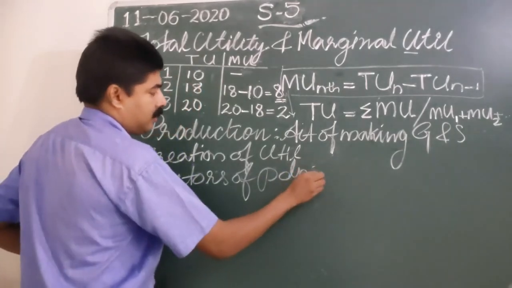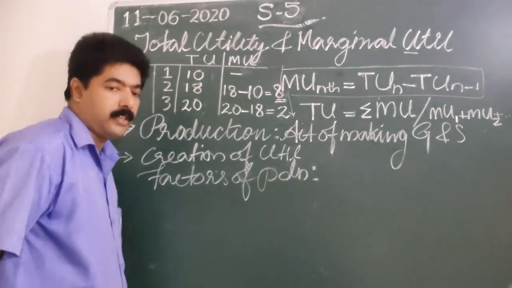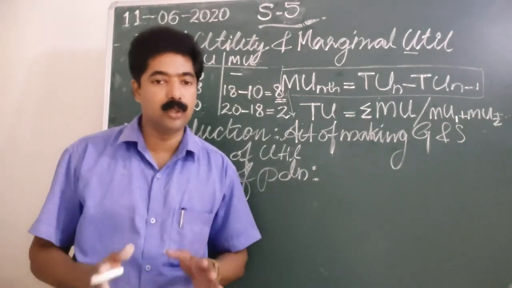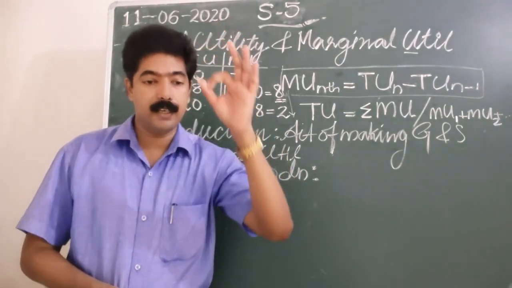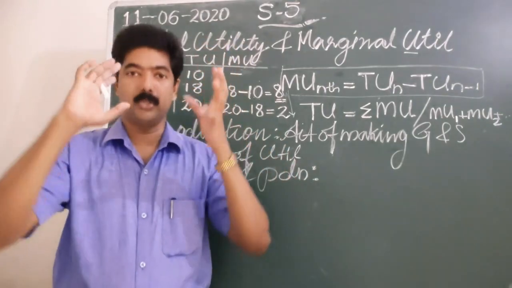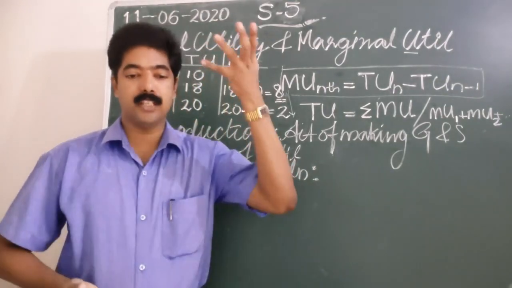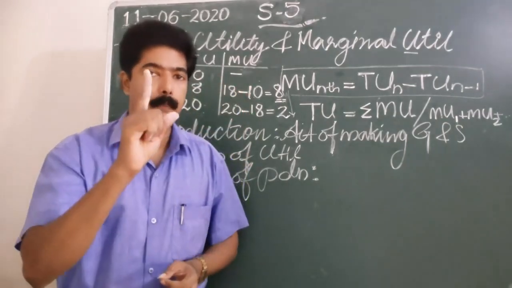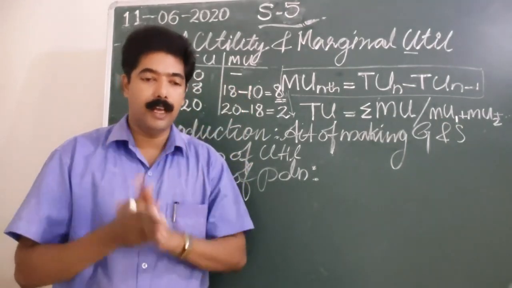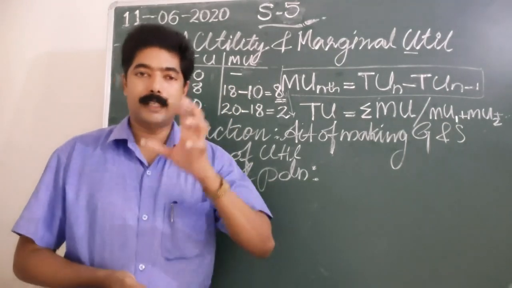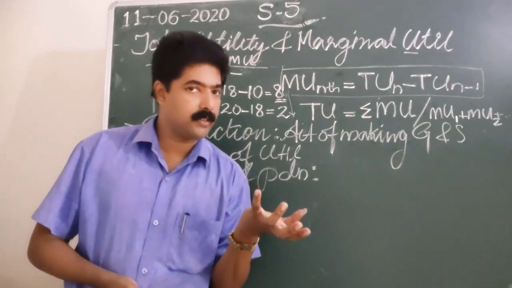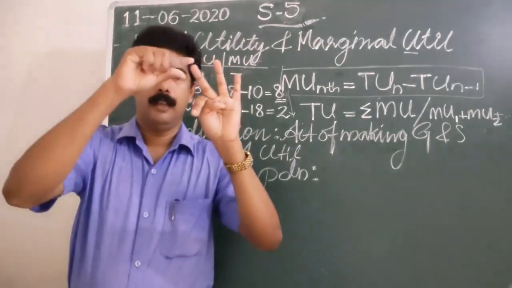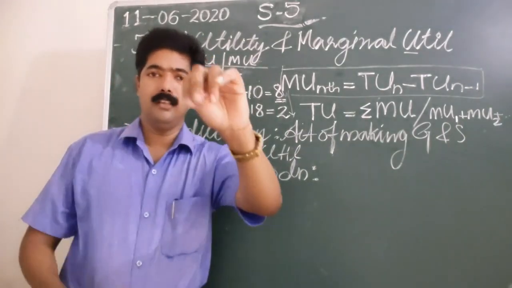Factors of production. What are factors of production? Factors of production are the various resources used to produce one particular commodity. What are the factors of production called? There are four types. What are those? Land, labor, capital and entrepreneur.